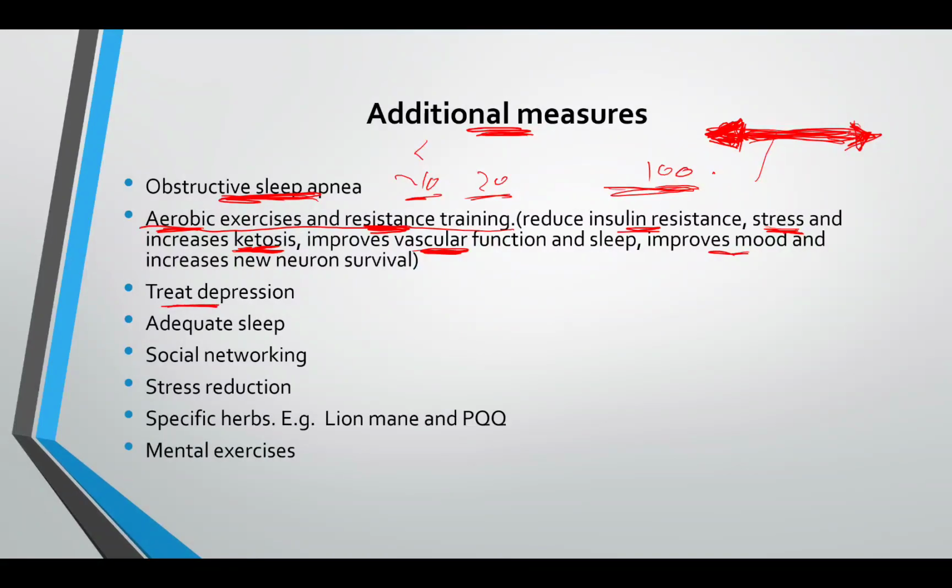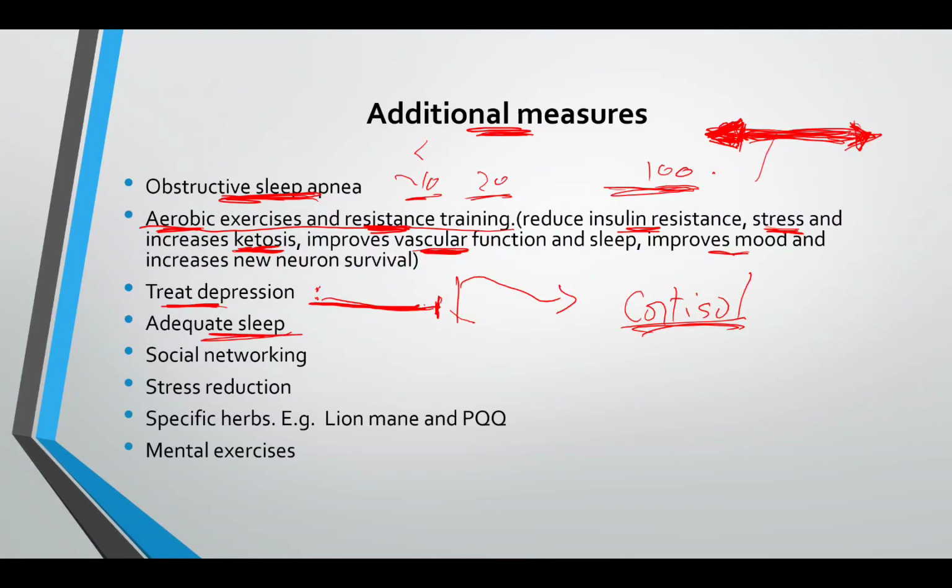Treat depression, because most of the patients who develop Alzheimer's disease pass through a stage of depression before going into Alzheimer's disease. So treating depression will help to prevent the occurrence of Alzheimer's disease, because depression is associated with increased cortisol, and increased cortisol level leads to hippocampal atrophy. The hippocampus is the area of memory and cognition in the brain.